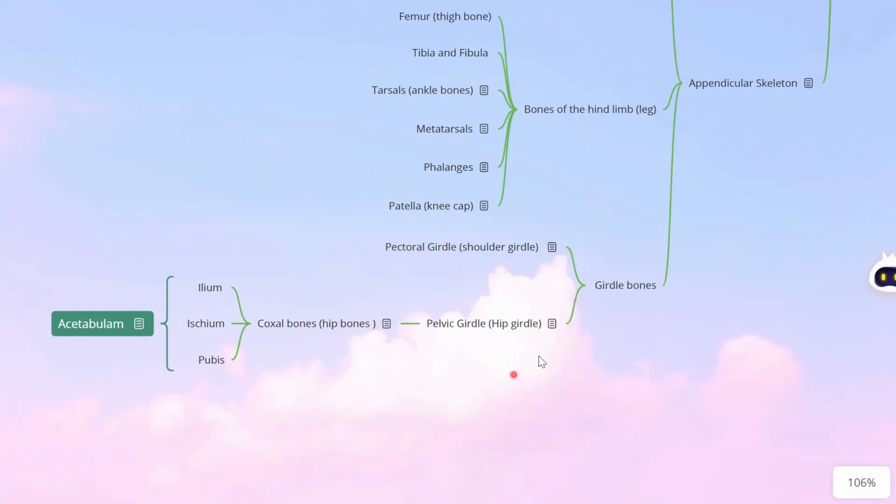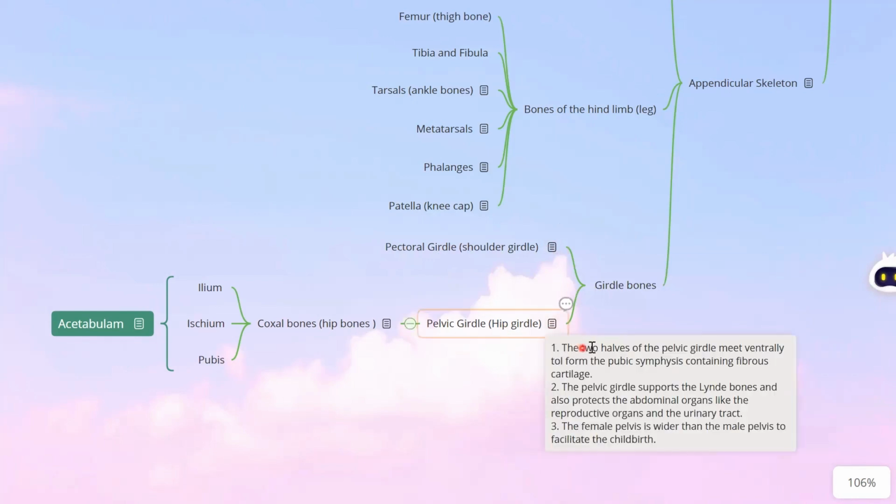Now we have the pelvic girdle. Pelvic means hip, so hip girdle. Now the two halves of the pelvic girdle meet ventrally to form the pubic symphysis containing fibrous cartilage.